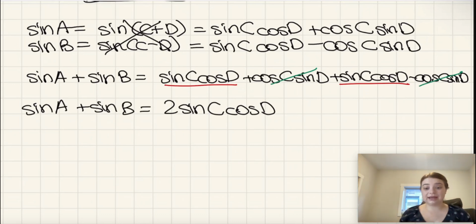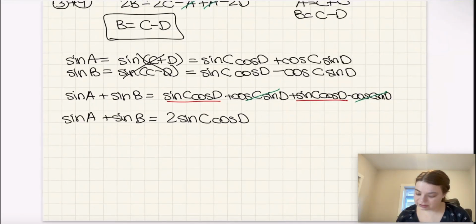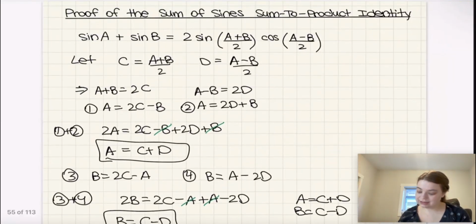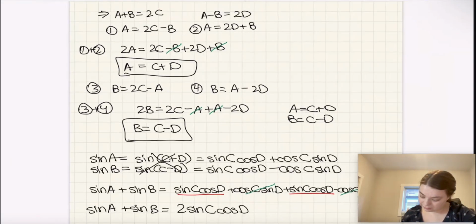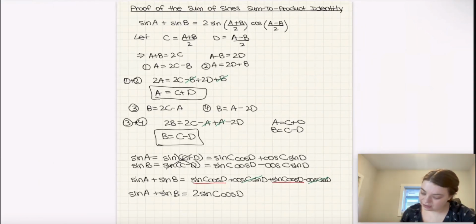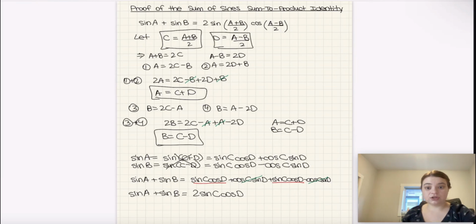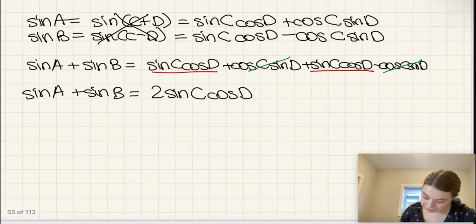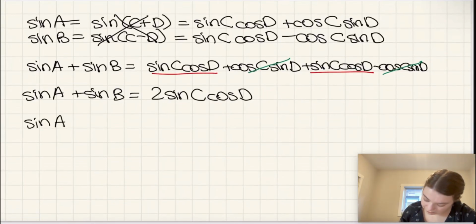Okay, so to figure out the next step, we need to go back to our original formula. Let's remind ourselves what the original formula was: 2 sine (A plus B) over 2 cos (A minus B) over 2. This would be the perfect point for us to sub back in our original definitions. Originally, we said C is equal to (A plus B) over 2, and D is equal to (A minus B) over 2. So if we sub those things in, we get the right formula.